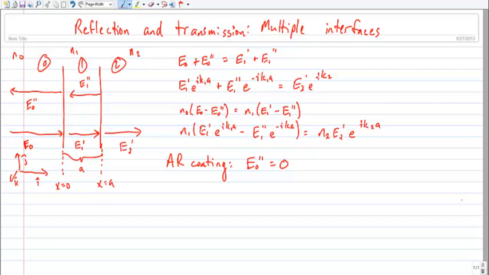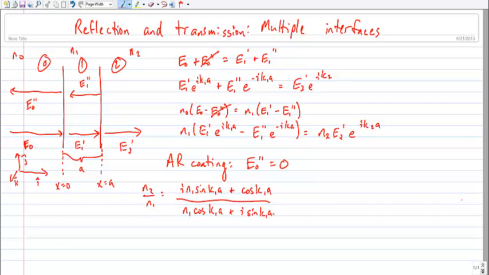So what we're going to do is simplify these equations by knocking out E naught double prime. It's still not a completely trivial set of equations, but if we start mashing them together, we can eventually discover the following condition. Any combination of indices, wavelengths, and thicknesses A that satisfies this relation will result in no reflected wave.